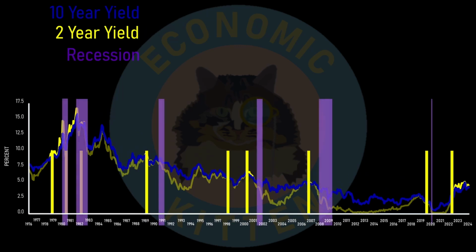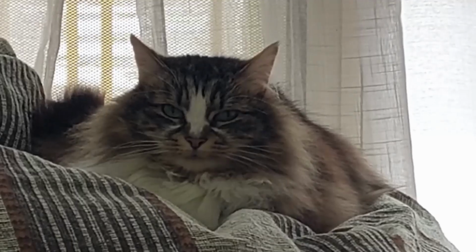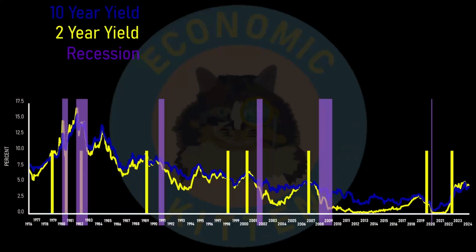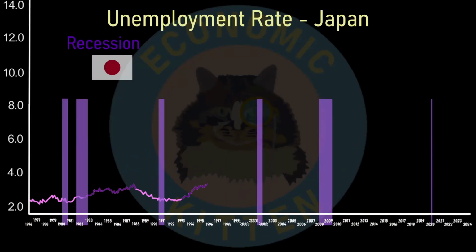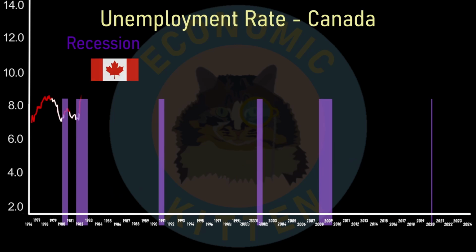On this chart, I've marked the inversion date with those yellow lines. Now notice when recessions are overlapped on the chart, shown in purple. So history tells us that when the yield curve inverts, recessions follow. Okay, well, so what? Recessions result in people losing their jobs. It's a normal part of the business cycle.